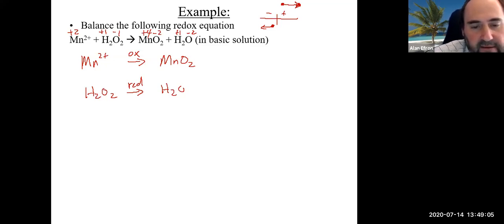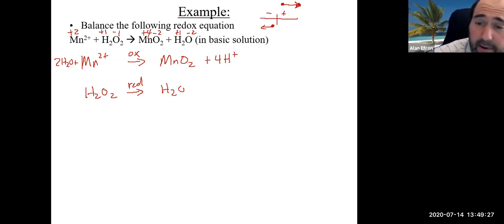We're still going to follow the same approach here. Mn is the only other element there. We have one on each side, so we don't have to worry about it. In this case, we do need to add 2 waters for the 2 oxygens that we have here. When we do that, we also need to add our 4 H pluses.